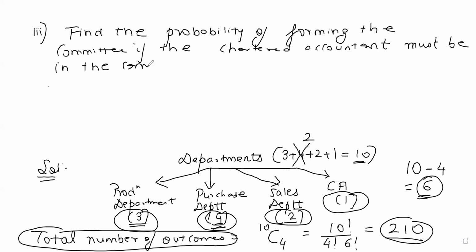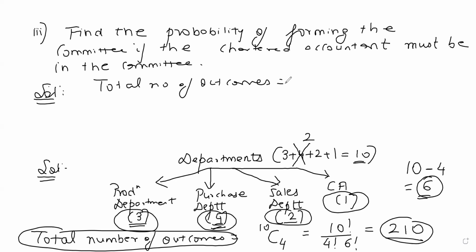Now we want the chartered accountant to be there in the committee. Again, my total number of outcomes is 210. That's not changing. Total number of outcomes is 10C4, and 10C4 is found at the bottom of the screen as 210. What is the favorable number of outcomes?